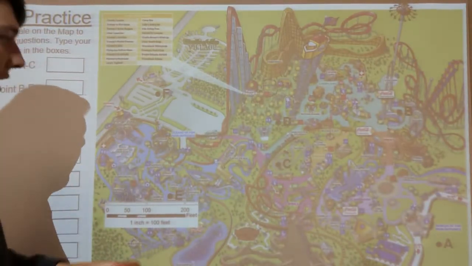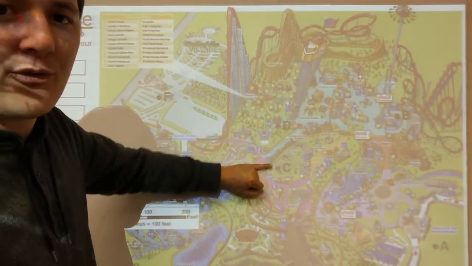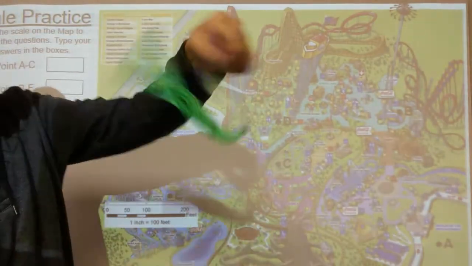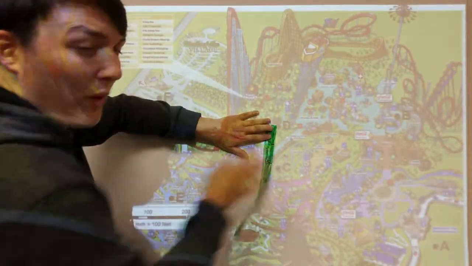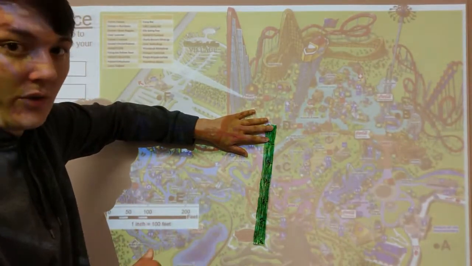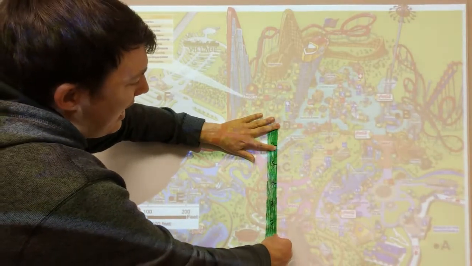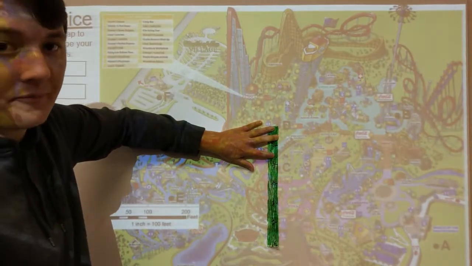Once you have your scale, we're going to look at a point. We're going to look at the distance from D to C. I'm going to take the edge of my paper, where it's at 0, and put it on my first point. It doesn't matter where you start, just start at one of those two points. I put it right there, and then I line it up so it's a straight line from one point to the other.